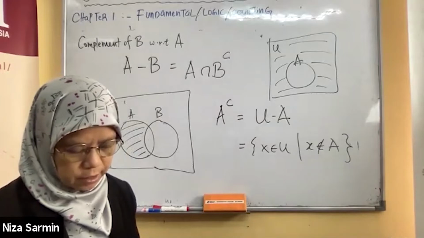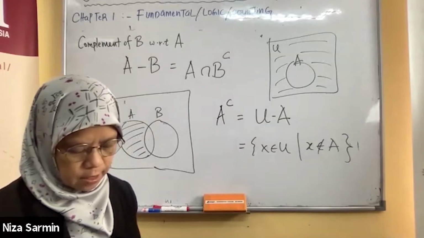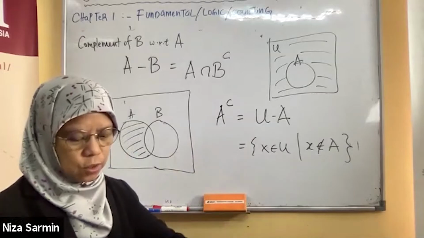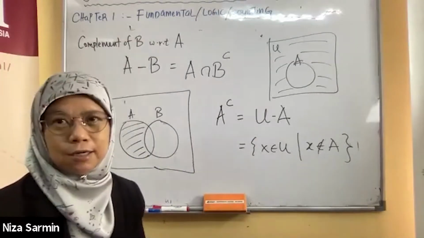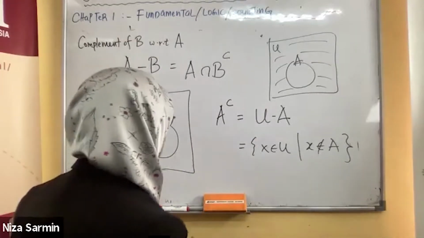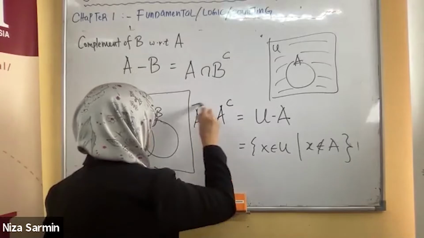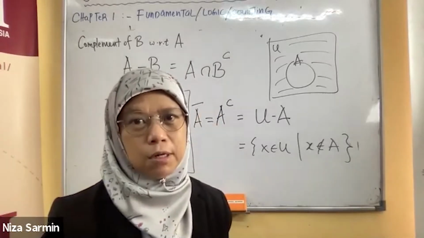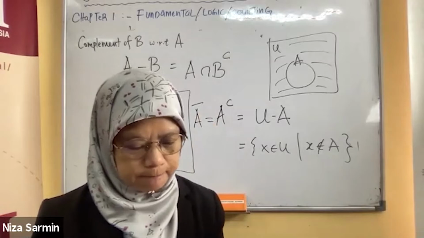And sometimes, I think U minus A equals A bar. You have to shift it a bit. And in this, we can also use this notation, the bar, as the complement. Okay.